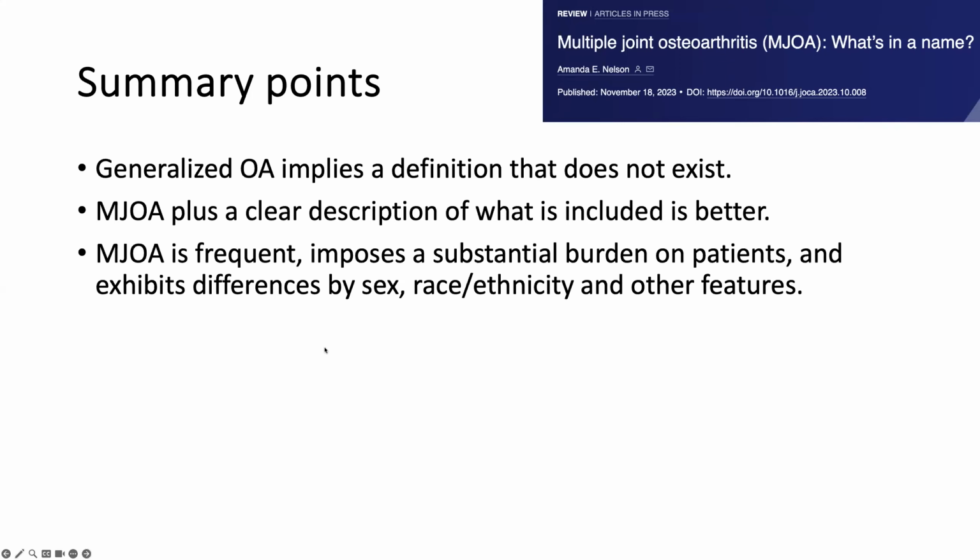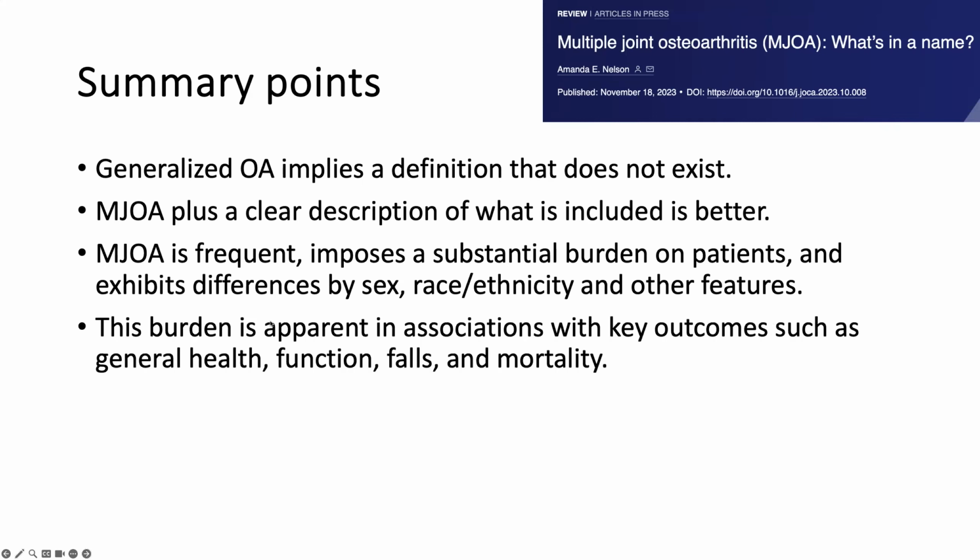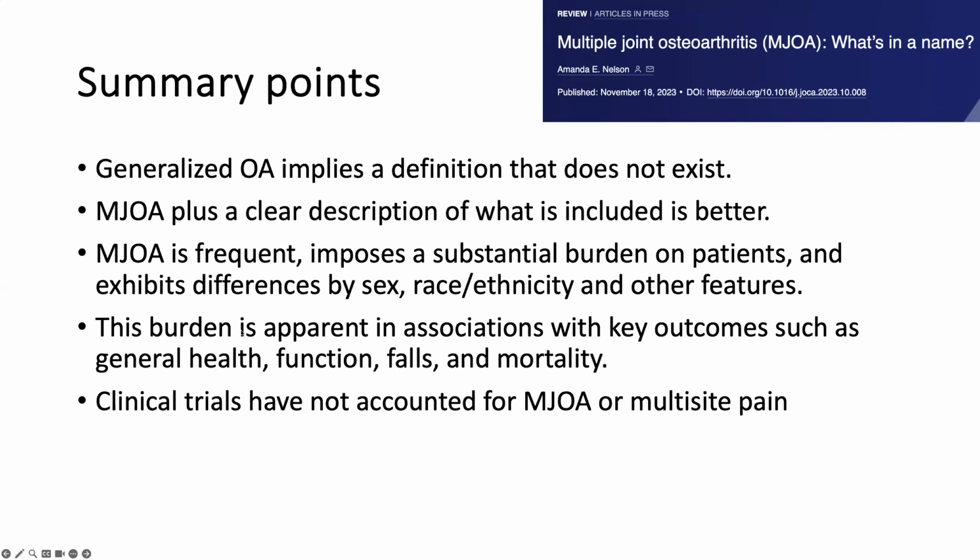Multiple joint osteoarthritis is frequent. I've shown you that in a variety of ways. It imposes a substantial burden on patients, and it exhibits differences by sex, which I didn't get into too much, but they're there, race, ethnicity, other features. So it's not a homogeneous entity by any means. The burden is apparent in associations with key outcomes of general health, function, falls, mortality. People do worse if they have a higher burden of osteoarthritis.